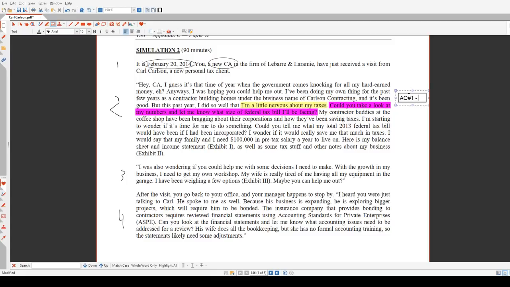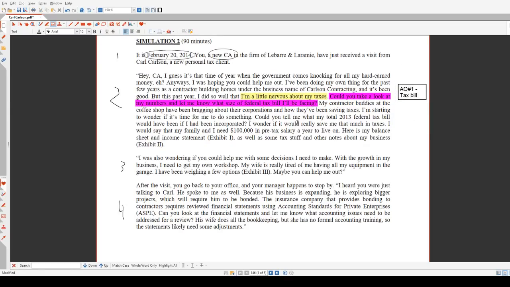AO number 1, tax bill. My contract buddies have been bragging about their corporations and how they've been saving taxes. I'm starting to wonder if it's time for me to do something. So it's not really an assessment opportunity, but it's something that wants to be looked at.